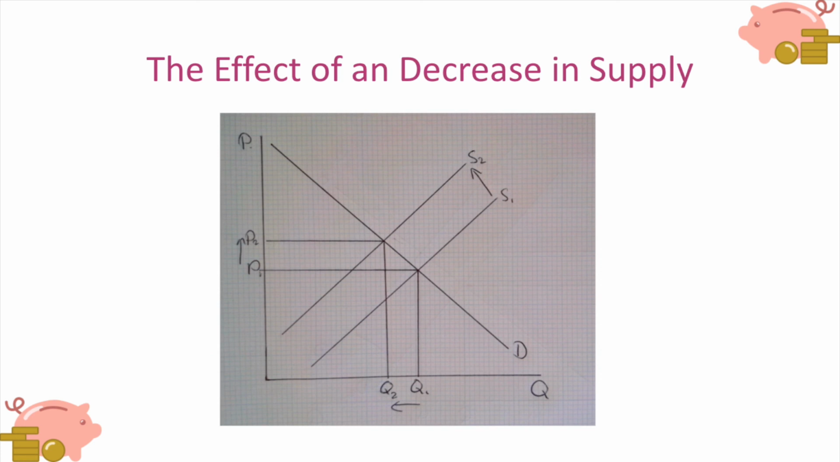On our final diagram, the opposite's happened. The supply has fallen. That's caused the price to rise and the quantity traded to decrease.